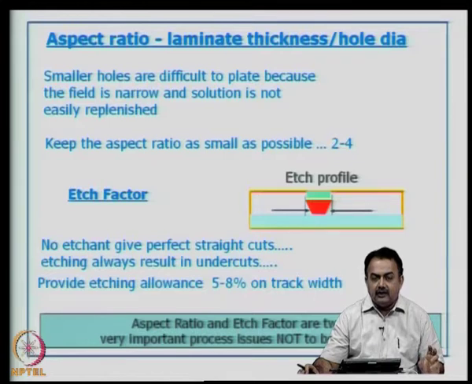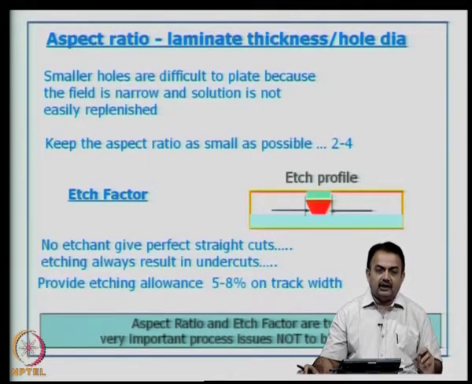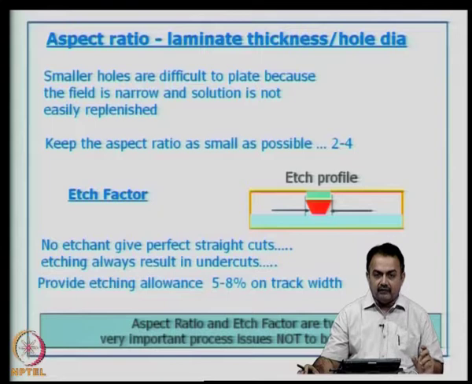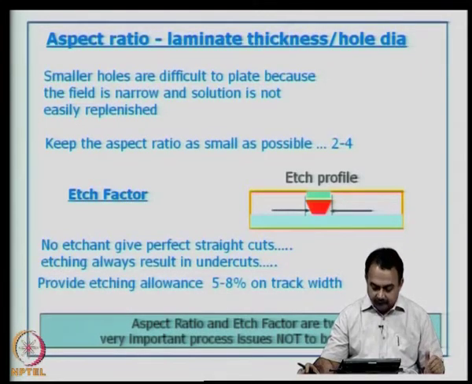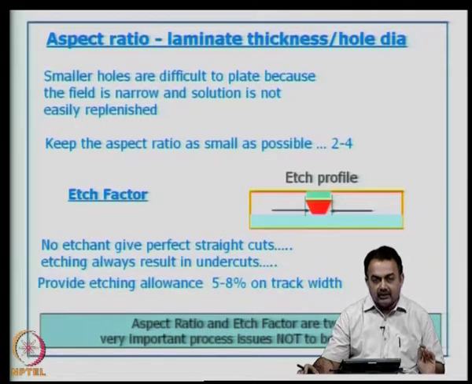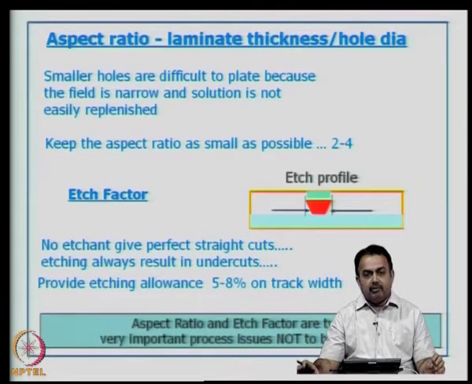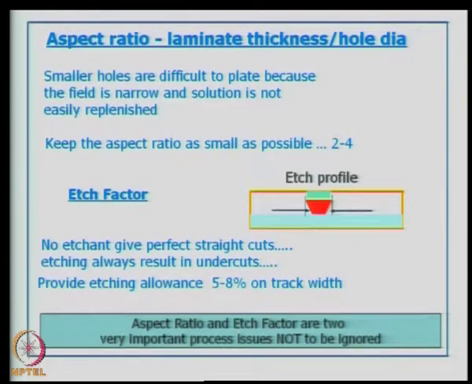The etch factor is a number that defines the quality of etching of a particular etchant. For example, material like cupric chloride will have an etch factor, alkaline ammonia will have an etch factor number, then ferric chloride will have a number, and so on. So, do not forget to discuss with the manufacturer about aspect ratio and etch factor. They are two very important processes not to be ignored.